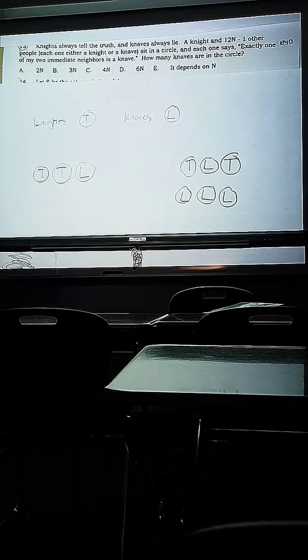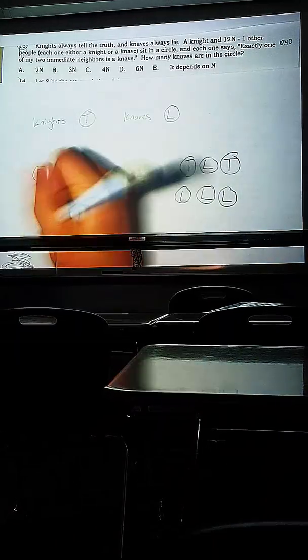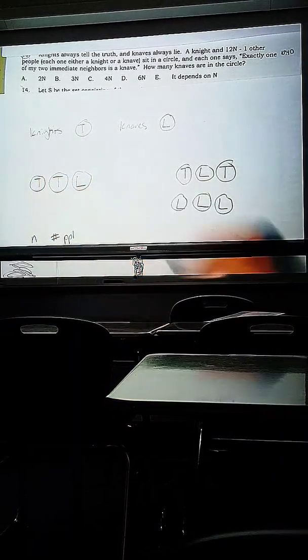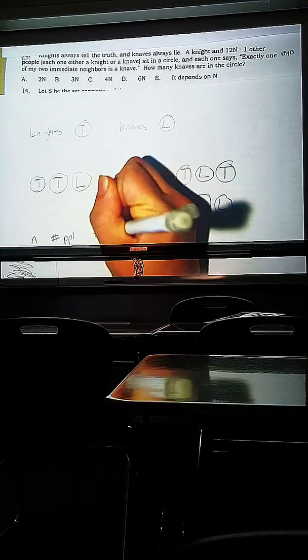So to go about this, I decided to make a table, like, remember making XY tables in pre-algebra? So I made a table with n, the number of people, and the number of knaves.